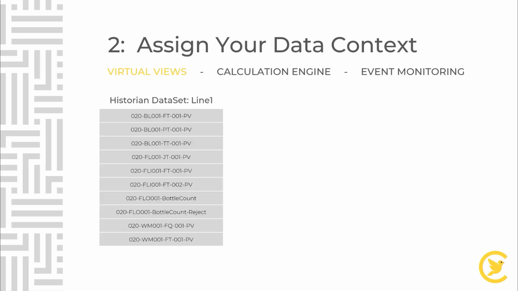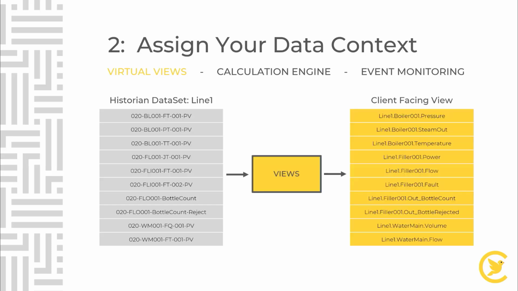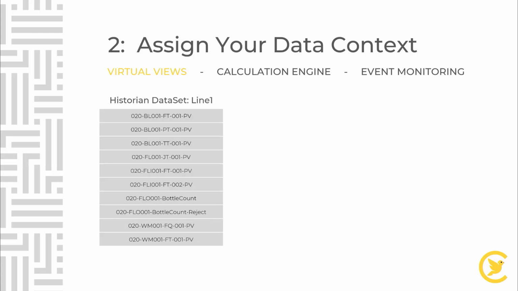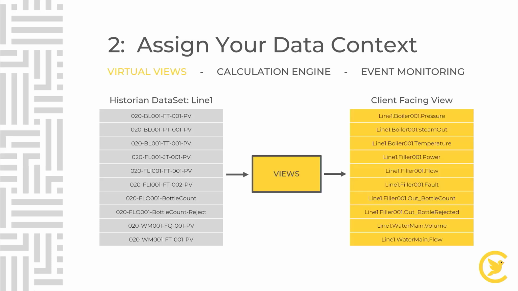Now here's an example of how virtual views can assign context to your data. Inside the historian, you've got these 10 pieces of I/O. Now, let's apply a virtual view. And now the client sees this unified naming space. If we switch over to line 2, the client will still see the same format, but the tags retain their uniqueness. Notice the client view as they switch back to line number 1. The client sees a structured unified naming space, and remember, the PLCs or devices never needed to be touched or altered in any way.